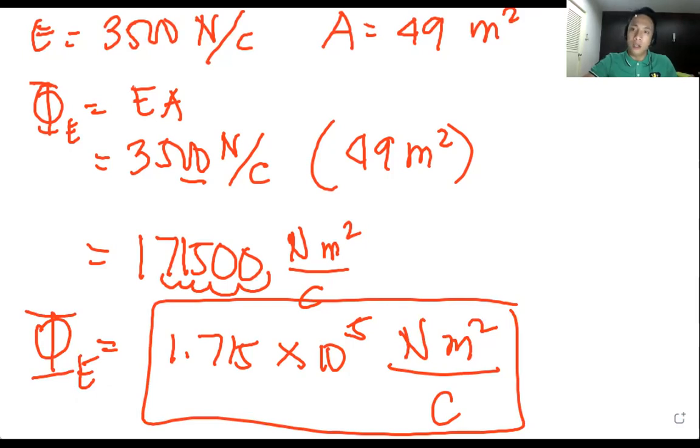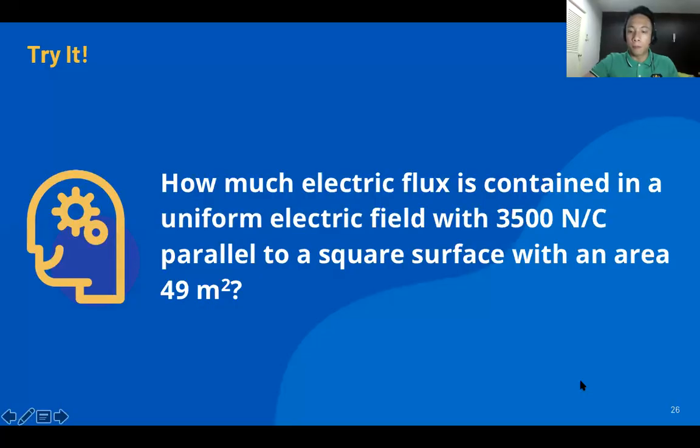If you want, take a screenshot and post it. Okay, so those are our first two problems. The third and fourth problems will include three different examples so you can better understand how to solve if we encounter another problem. Let's go back to our PowerPoint. So the answer here is 1.715 multiplied by 10 raised to 5 newton meters squared over coulombs.